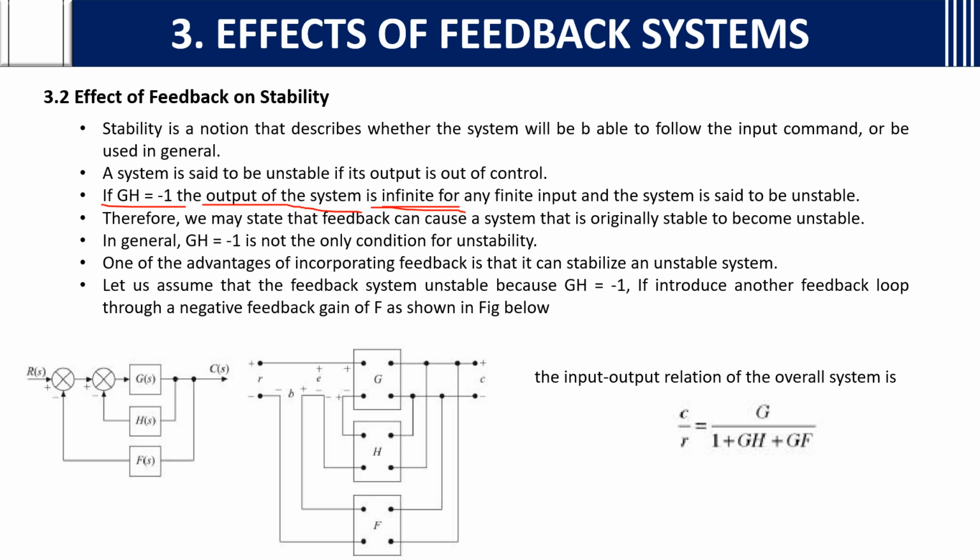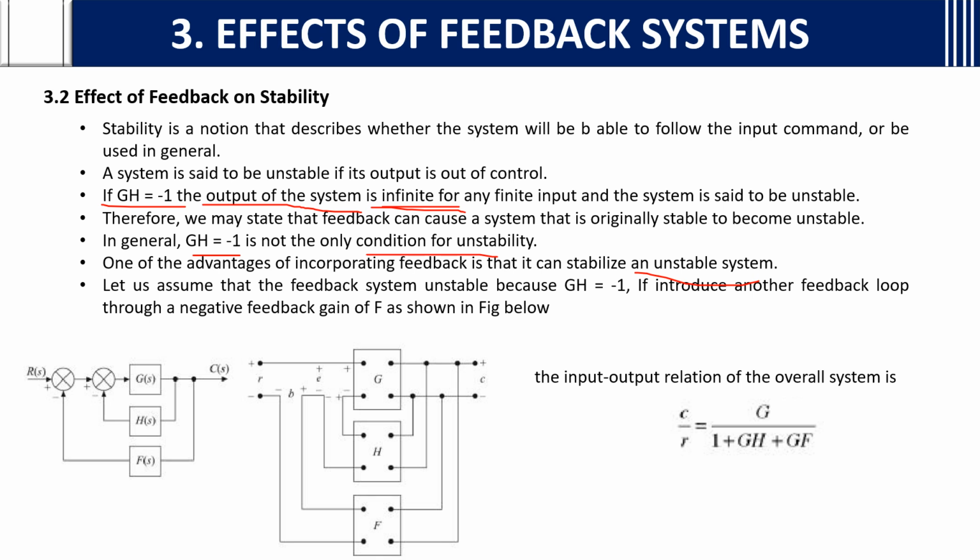So, it can be either way. In general, GH equal to minus 1 is not the only condition for instability. One of the advantages of incorporating feedback is that it can stabilize an unstable system. Feedback can make unstable systems stable and stable systems unstable, so in some cases it can be an advantage and in others a disadvantage.